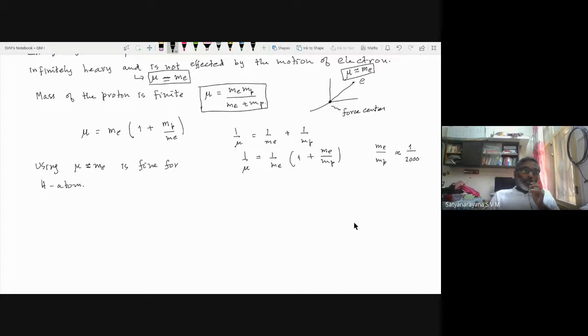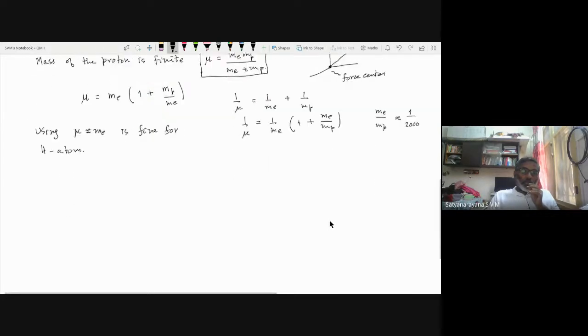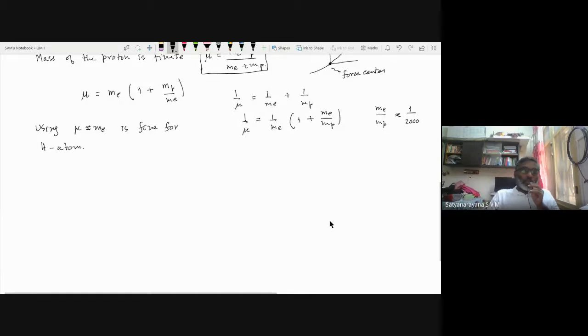Okay, but we have other isotopes of hydrogen. For example, you have deuterium, tritium. Okay, so deuteron and triton are the isotopes. Just like the hydrogen atom, you have deuterium. So deuterium is just like the hydrogen atom. You can call this maybe the D atom.